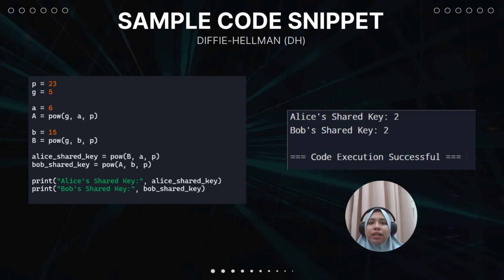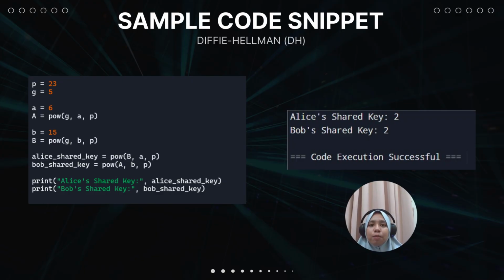This is a simple Python demo of the Diffie-Hellman key exchange. This is a way for two people to agree on a secret key, even if they are talking over an insecure channel. We start with two public numbers, p equal to 23 and g equal to 5. Alice chooses a private number, 6, and Bob chooses 15. Using this, Alice computes A equal to g raised to the power of a modulo p, and Bob computes B equal to g raised to the power of b modulo p. They exchange these public keys.